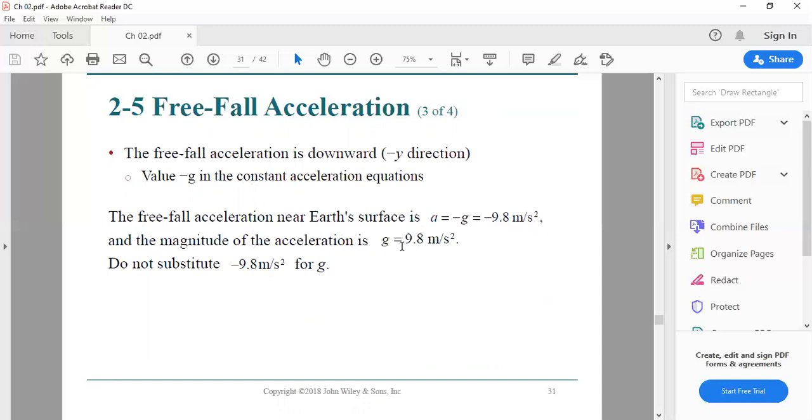The magnitude of the acceleration is going to be given by this. Don't substitute a negative minus 9.8 meters per second squared for g. g is just defined as this. The direction of the acceleration will be defined later.